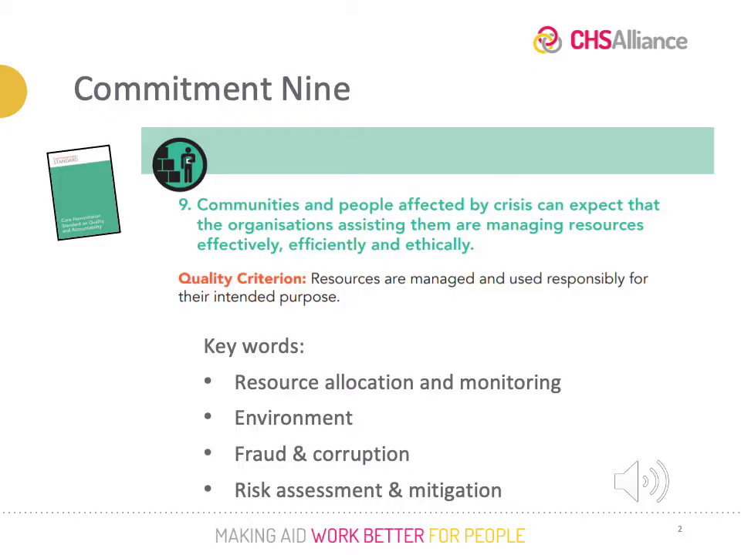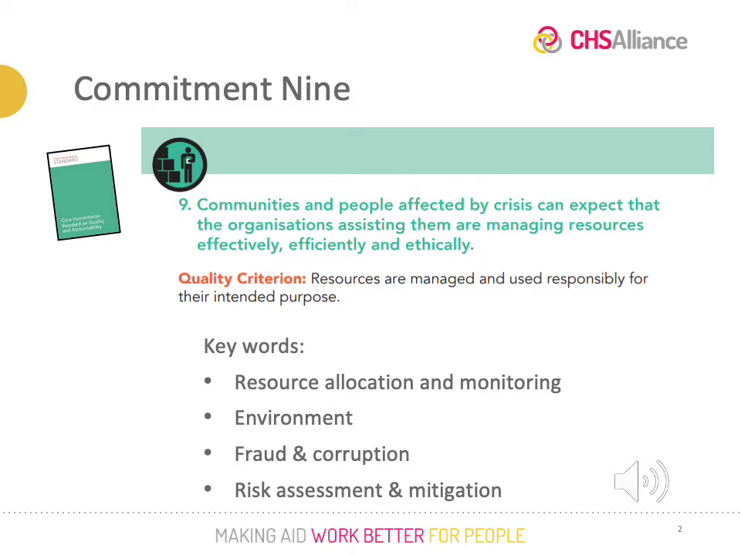Commitment 9 of the Core Humanitarian Standard states that communities and people affected by crisis can expect that the organizations assisting them are managing resources effectively, efficiently, and ethically. The quality criterion is that resources are managed and used responsibly for their intended purpose. Commitment 9 links our accountability to effective and efficient use of the resources donated to and managed by your organization.